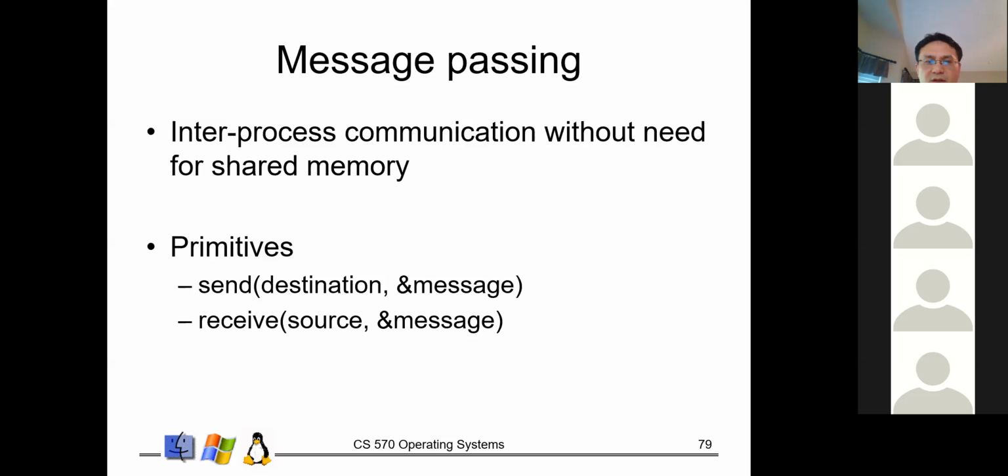Okay, so it turns out we have these two system calls we can use, send and receive. We can use send to send a message from a source to a destination, and the destination can use receive to receive the message. Of course, if no message is available, the receiver can be blocked until one message arrives, right?